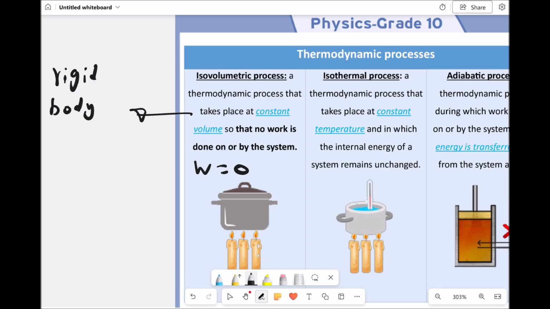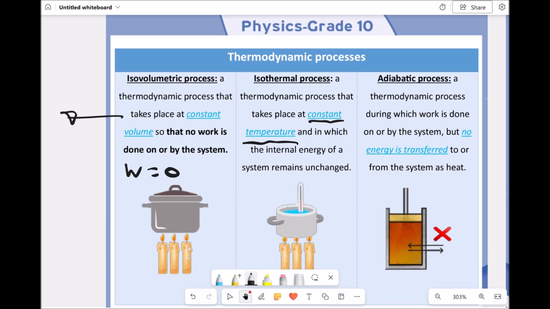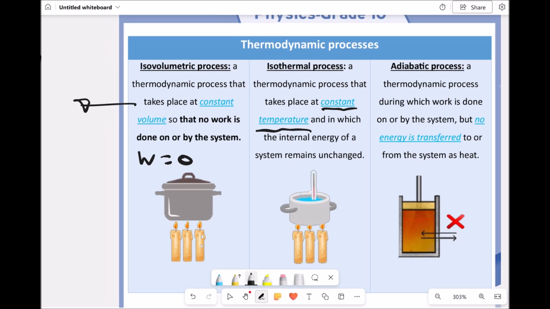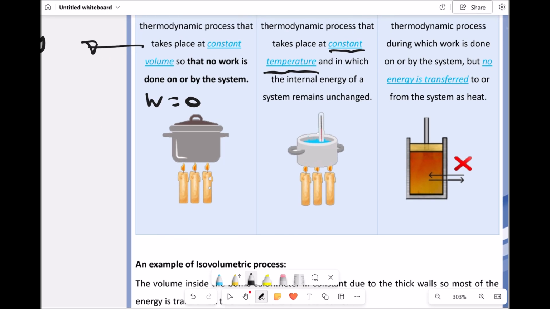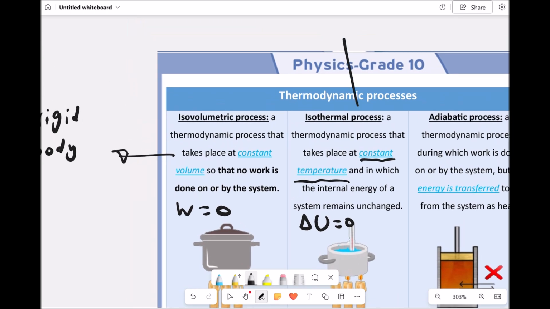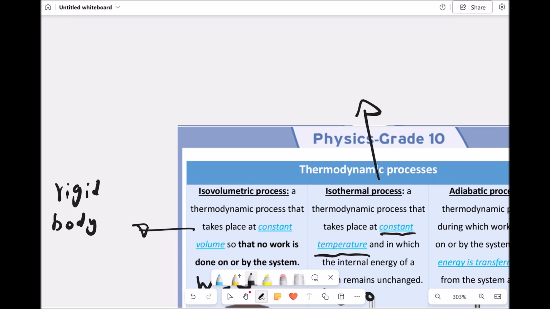We have isothermal. Isothermal happens at a constant temperature, and there's no internal energy changing. So delta U is going to be 0. A key note that you have to remember is that isothermal happens very gradually or slowly.